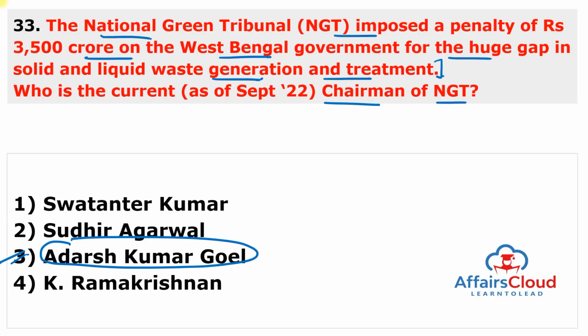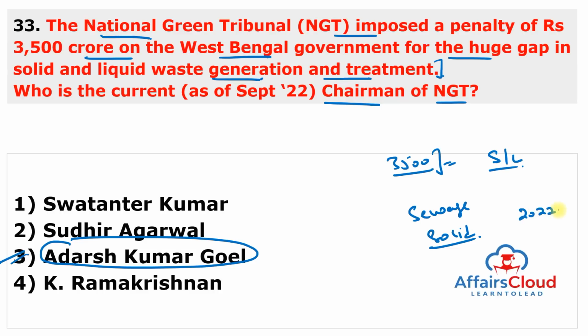So remember, National Green Tribunal has imposed a penalty of 3,500 crore on the West Bengal government for a huge gap in the solid and liquid waste generation and treatment. And the Green Panel said that the state government does not appear to be prioritizing setting up of sewage and solid waste management facilities. So according to the state budget for 2022-23, there is a provision of almost 13,000 crore on the urban development and municipal affairs.